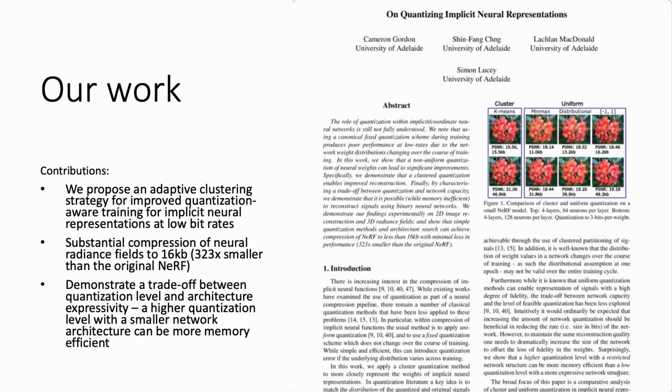In our work, we investigate compression of implicit neural representations. By incorporating an adaptive clustering strategy, we demonstrate improved performance at low bit rates. As an example of this, we compress neural radiance fields to 16 kilobytes, more than 300 times smaller than the original NeRF. We additionally explore the trade-offs between different architecture choices and quantization levels.